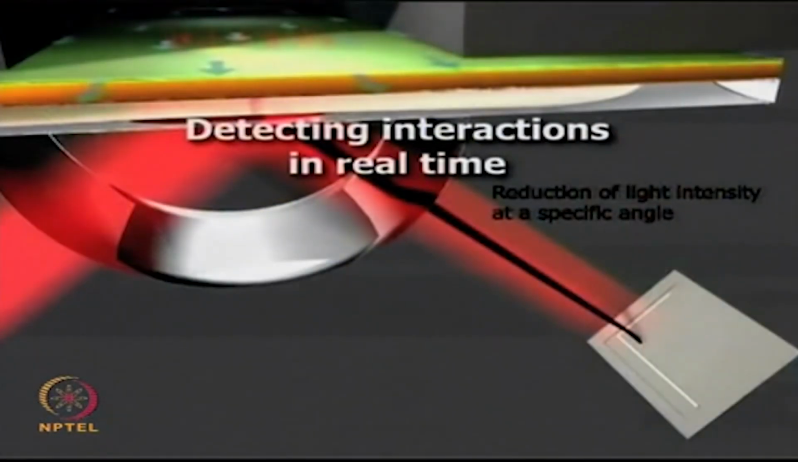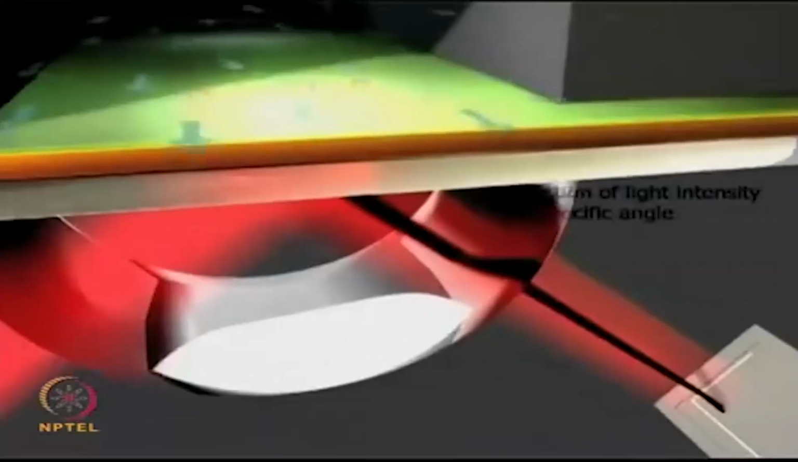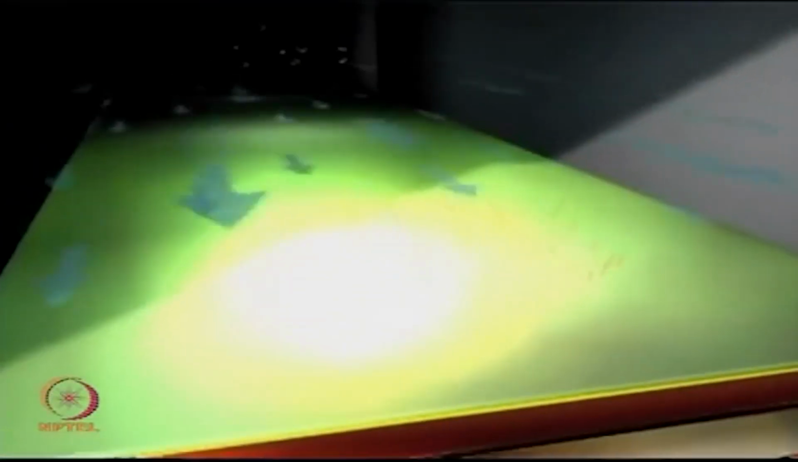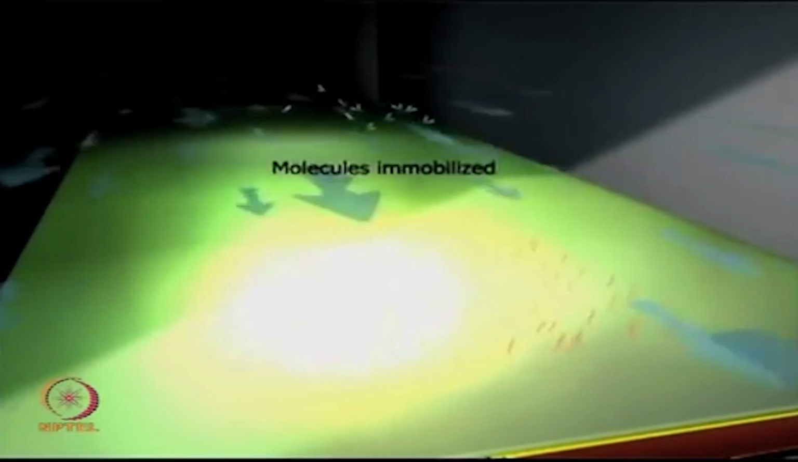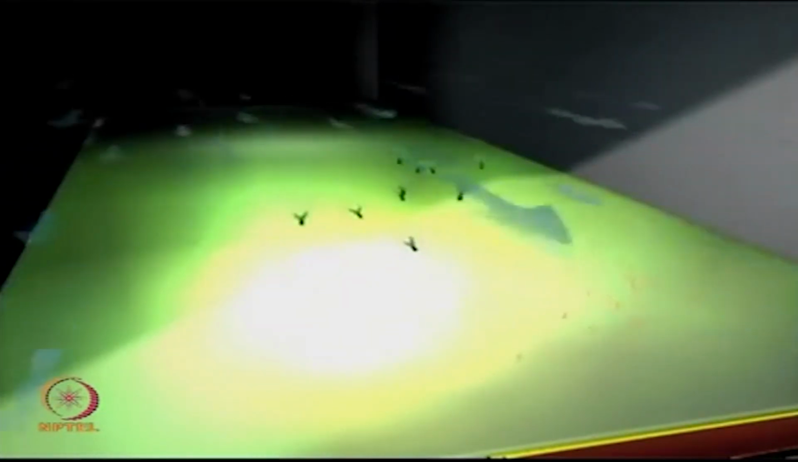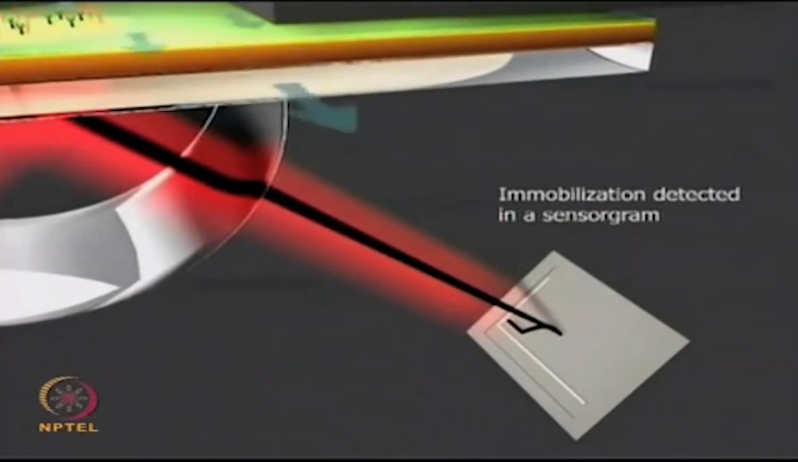Let us assume that you have an interaction, A plus B gives AB. What you do in SPR is you take one of the interactants, say B, and put it on the chip and pass A over it. Let me show you how it happens. You take one of the interactants, which is B in this case, and you actually immobilize it on the chip. You can see the molecules getting immobilized right now. And then when the molecules get immobilized, there is an increase in mass which changes the refractive index, and that is measured in real time.